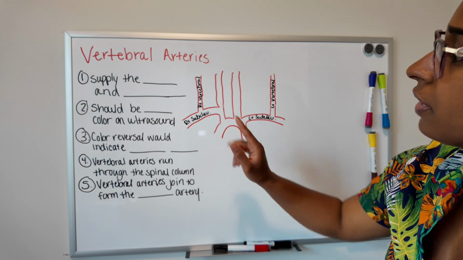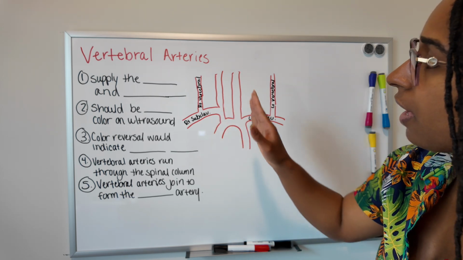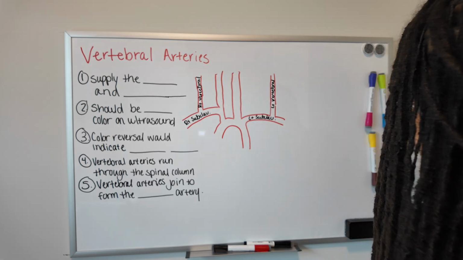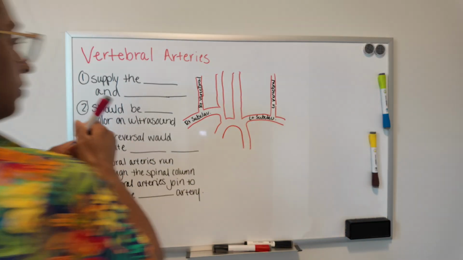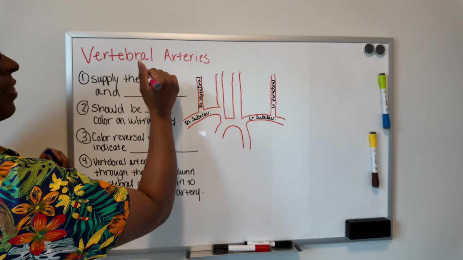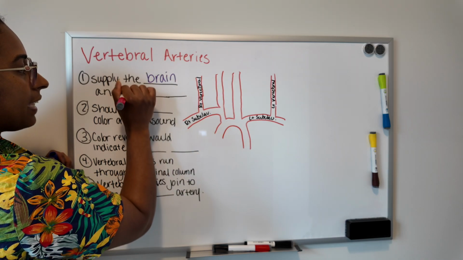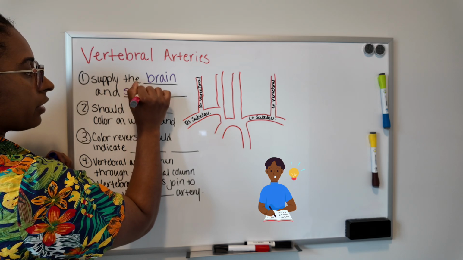All right, so your vertebral arteries, these arteries supply, let me get my pen. These arteries supply the brain and the spinal cord.